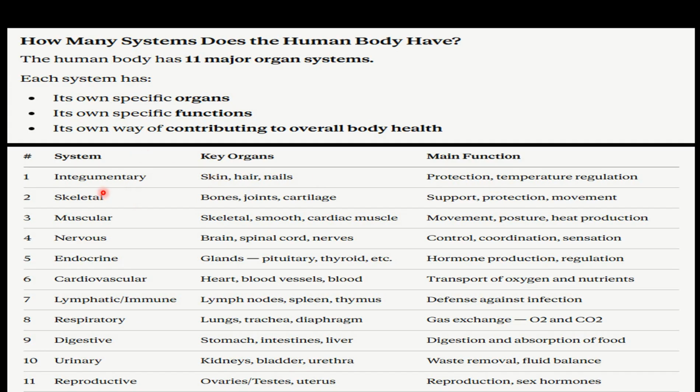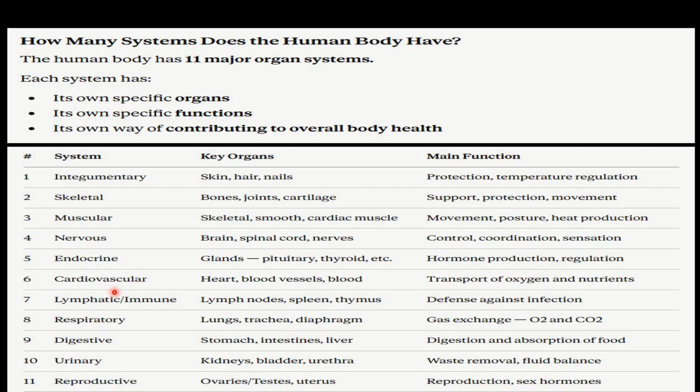The first is integumentary system, whose organs are skin, hair, nails. It is used for protection, temperature regulation. Then we have skeletal system, bones, joints, cartilage: support, protection and movement. Then we have muscular: skeletal, smooth, cardiac muscle: movement, posture, heat production. Then we have nervous system, that includes brain, spinal cord, nerves: control, coordination, sensation. Then we have endocrine, which is glands, pituitary and thyroid, etc.: hormone production and regulation.